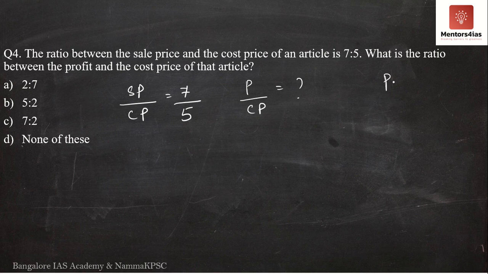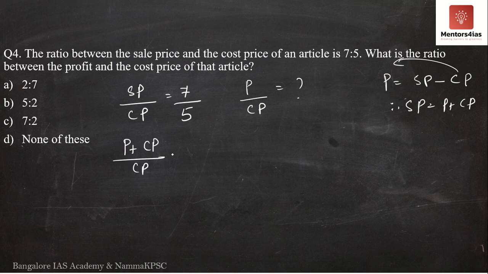Now, what is profit? Profit is nothing but selling price minus cost price. Therefore, can I write selling price is equal to profit plus cost price? How? By bringing cost price to the left hand side. So now I will substitute selling price as profit plus cost price in this relation over here. So I will write (profit plus cost price) divided by cost price is equal to 7 by 5. This is nothing but profit by cost price.